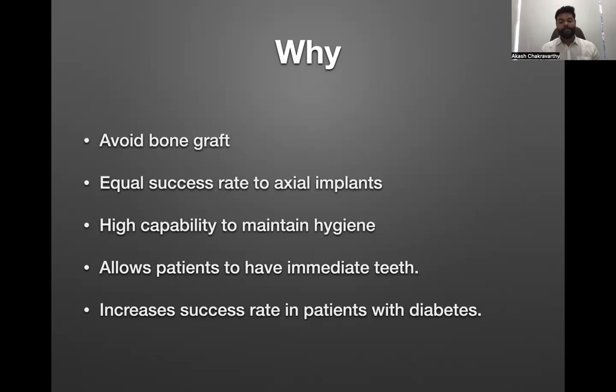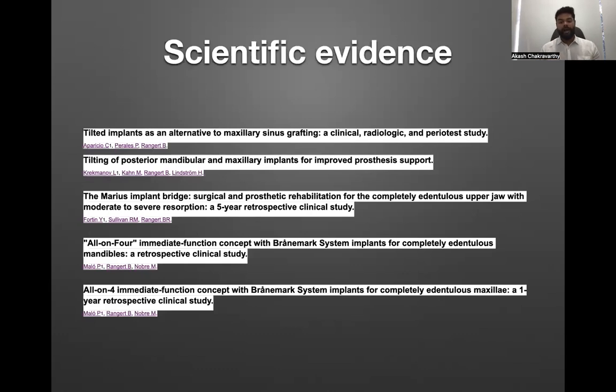It increases success rate in patients with diabetes, because you use longer implants and you're placing your implants in the cortical bone and in the basal bone. These bones are less affected by diabetes-related resorption. That is the reason why the success rate is a little bit higher with All-on-4 in diabetes. Now, I really don't want to go into detail on scientific evidence for All-on-4. By this point, there's enough scientific evidence out there to prove that this is a good procedure and we can use it on a day-to-day basis.